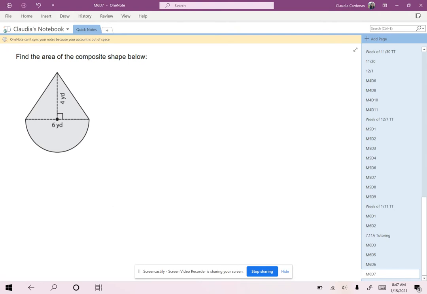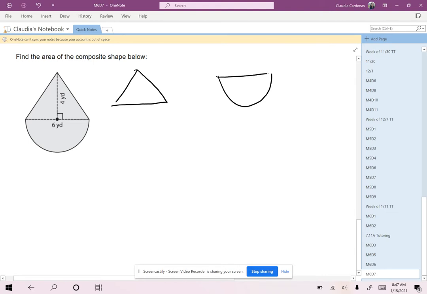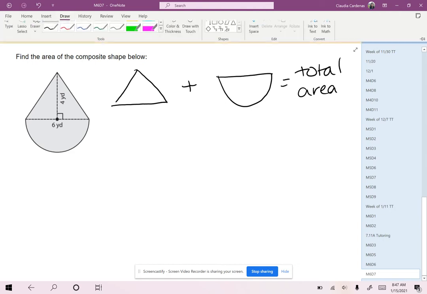However, I do see two different shapes that I could break apart, or maybe even three, depending on how you see it. So I see this triangle, and I see this semicircle. So I know that if I added these areas together, I would get the total area. So I'm going to go ahead and draw out this plan so I can be organized and precise in my calculations. So now that I have our plan, let's go ahead and look at the star chart for our formula.